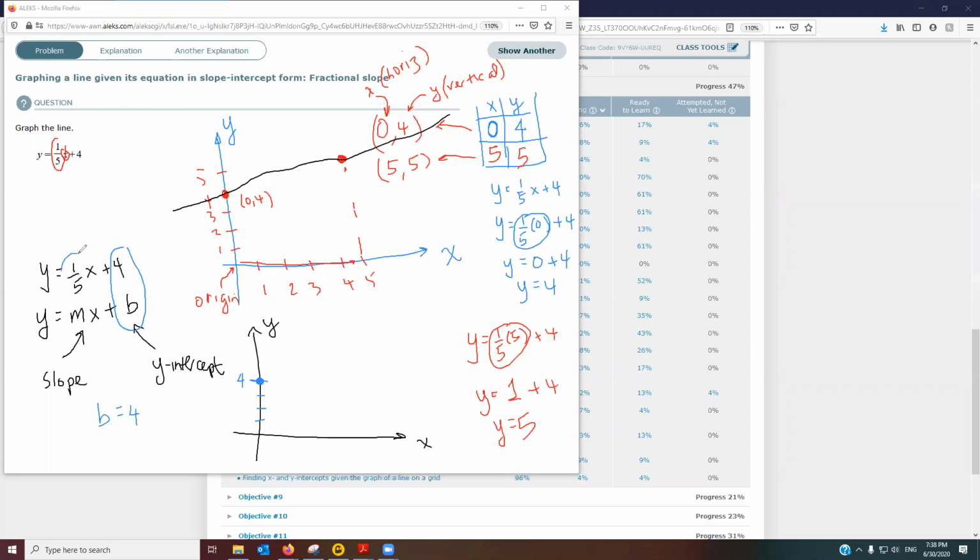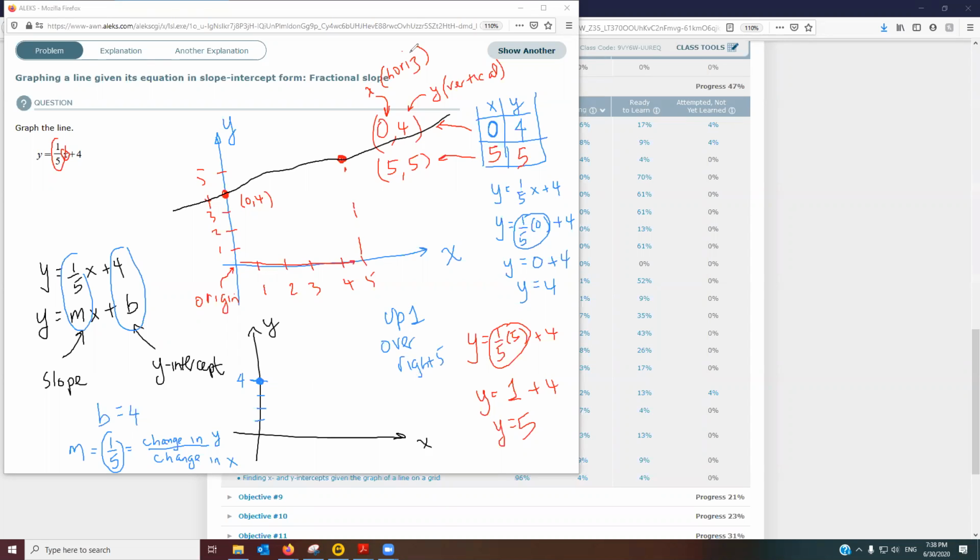Now I'm going to look at the slope. Well, the slope is 1 over 5. But the slope is defined as the change in the vertical direction. Sometimes you'll see it as change in y over the change in x. That's the change in the horizontal. So this 1 over 5 is really telling me to go up 1 and over to the right 5. And I do that starting at the y-intercept.